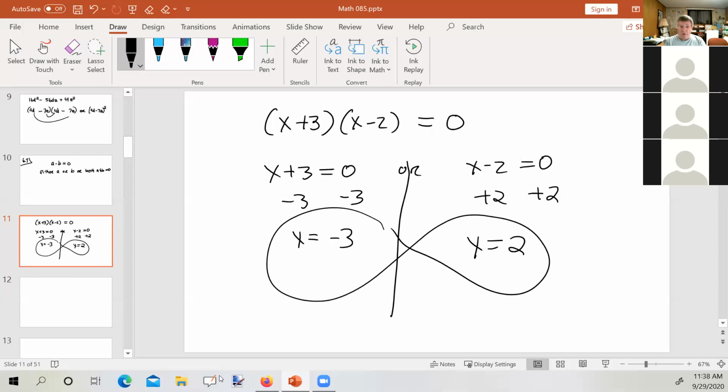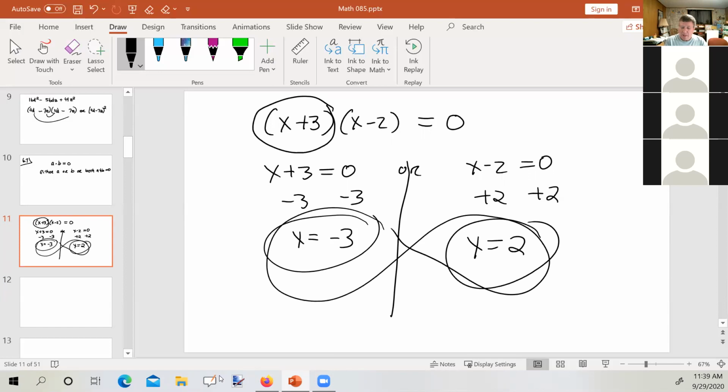Let's check our work. If x is negative 3, this factor would be negative 3 plus 3, which is 0. Well, 0 times anything is 0, so I really don't even need to put the negative 3 in the second factor. Likewise, x equals 2, if I put that in the second factor, I'll have 0, and anything times 0 equals 0. So these 2 solutions, x is negative 3 and x is 2, both work. So there's 2 solutions to that equation. Any questions?